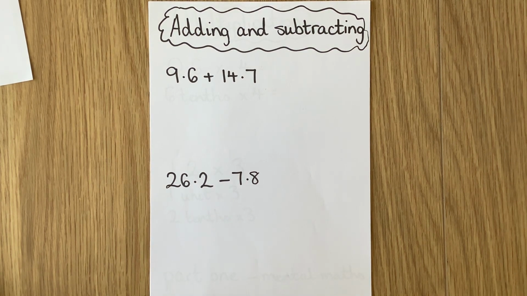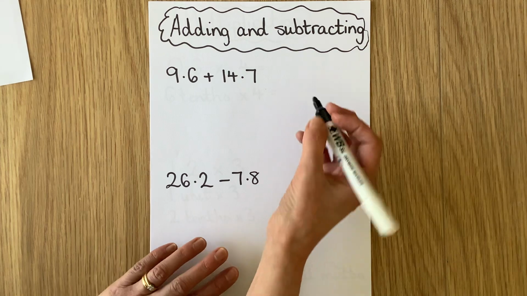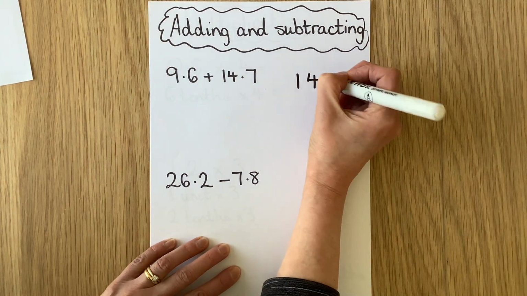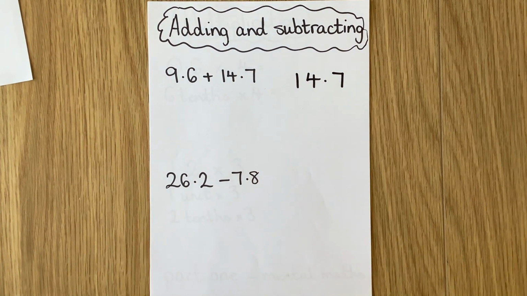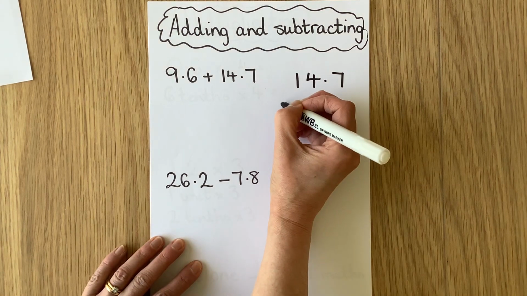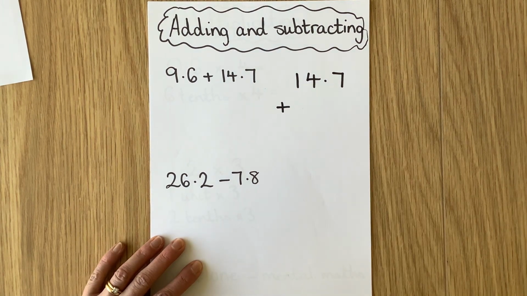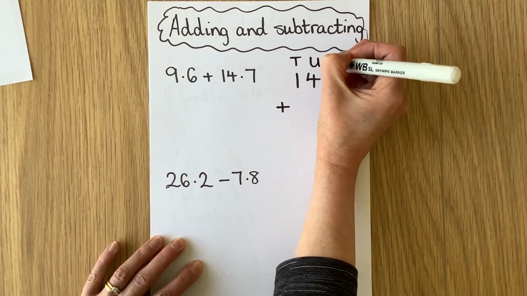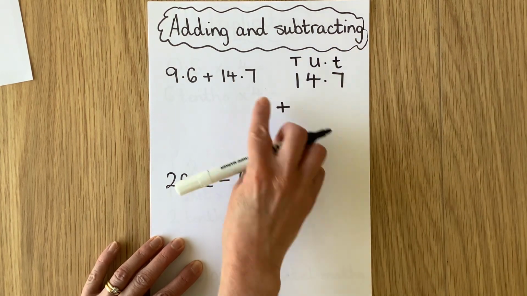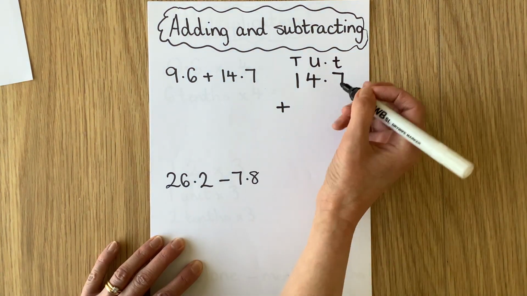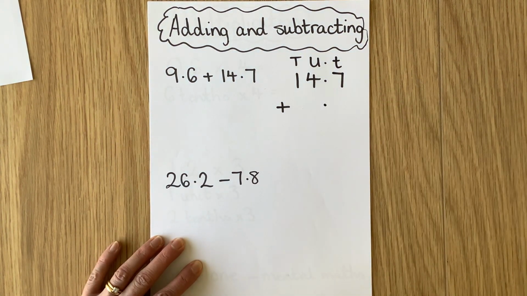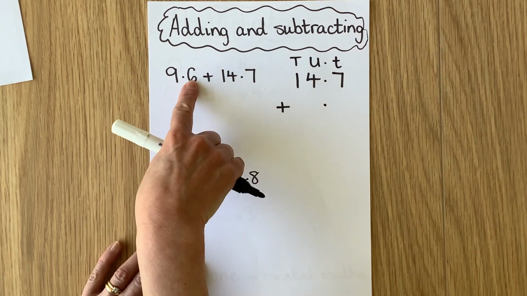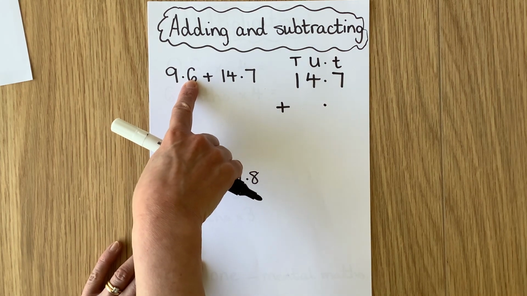And when I add together, we can reorder the numbers. I always like when I'm adding to start with the bigger number. So I'm going to put the 14.7 down first. And then underneath it, I'm going to put my 9.6. Now, if that's tens, units, and tenths, when I write down my 9.6, I need to be absolutely sure that I put the 9 and the 6 in exactly the right place.